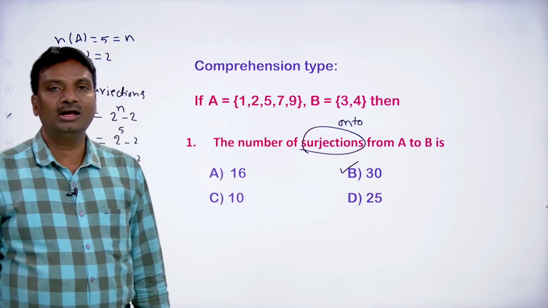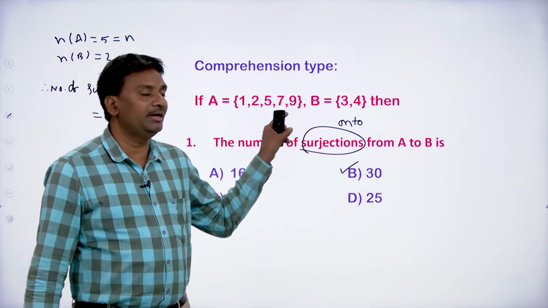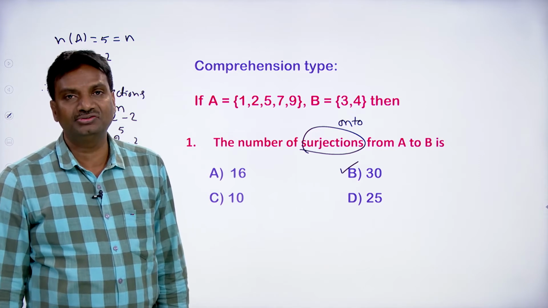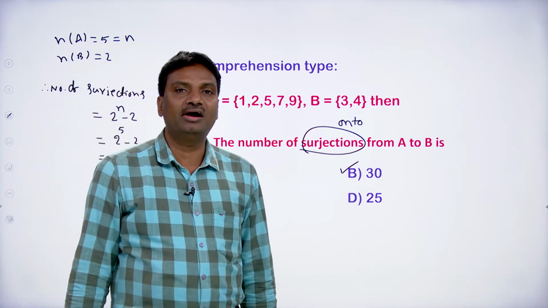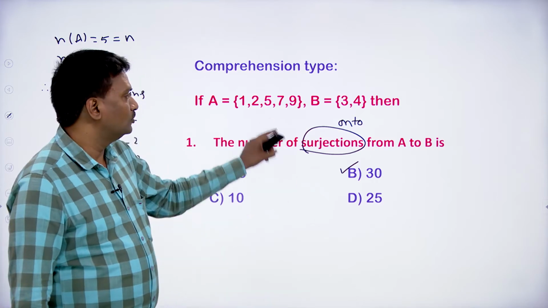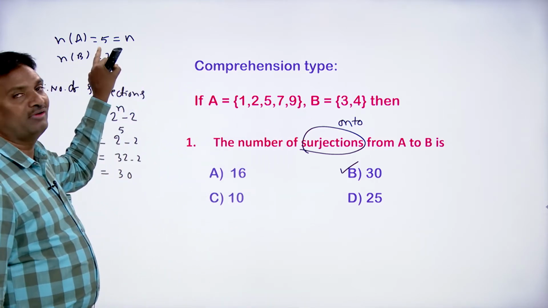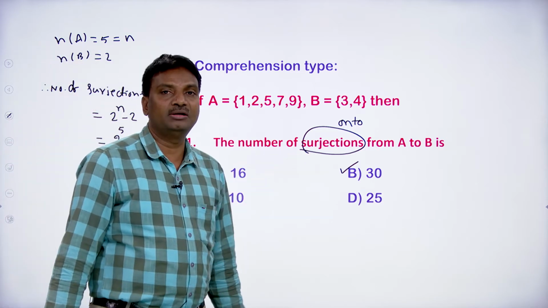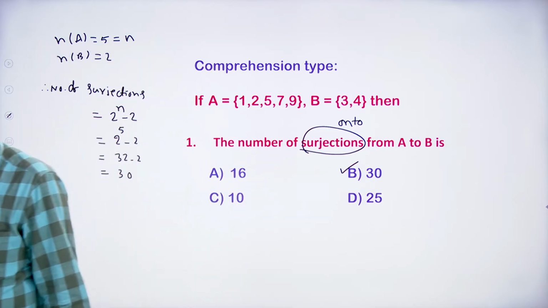So we know the formula. If the number of elements in A equals n and the number of elements in B equals 2, then the number of surjections or onto functions defined from A to B is 2 power n minus 2. So 2 power n minus 2, where n is nothing but 5. So 2 power 5 minus 2, 32 minus 2, that is 30. So option B is correct. So take the screenshot.